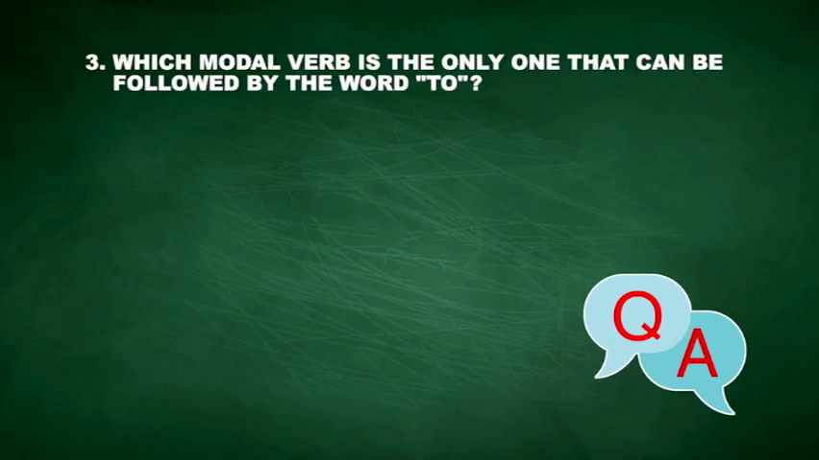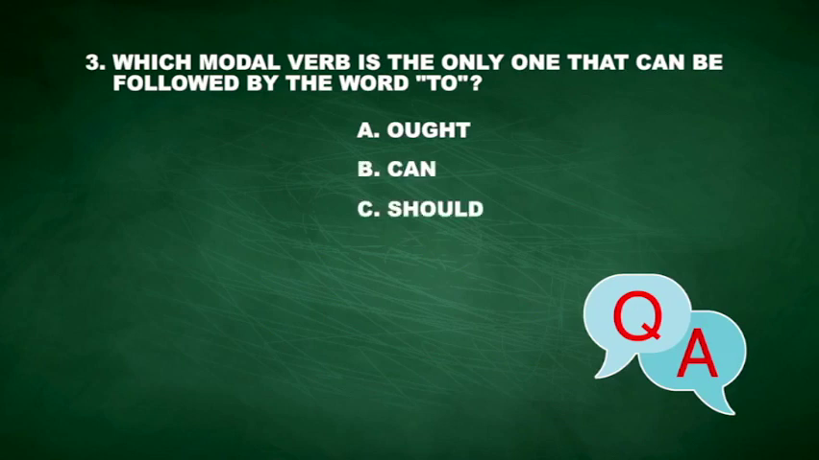Question 3. Which modal verb is the only one that can be followed by the word to? A. Ought. B. Can. C. Should. D. Will. The correct answer is A. Ought is the only modal verb that can be followed by the word to.